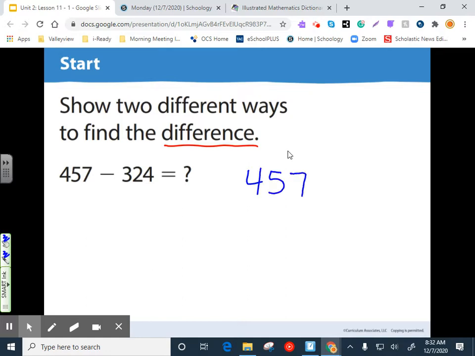And order does matter for subtraction, unlike addition. So the first number you see for a subtraction problem goes on top, and the second number goes on the bottom. So let's make sure that's set up that way. And we do it place value by place value. We'll start with our ones place. 7 minus 4 is 3. The tens place, we'll do 5 minus 2, which is also 3. And our hundreds place, 4 minus 3, which equals 1. And our answer is 133.